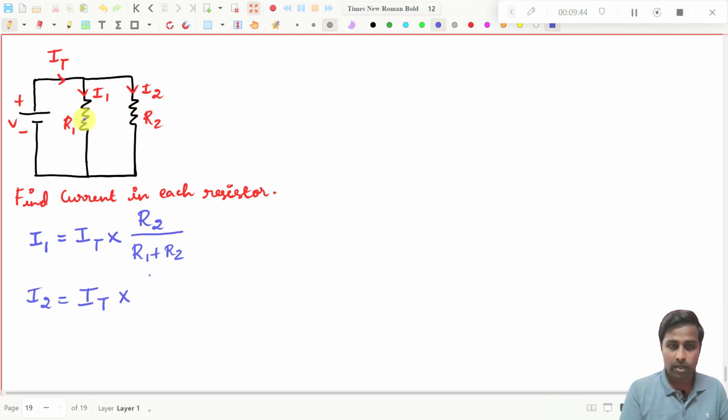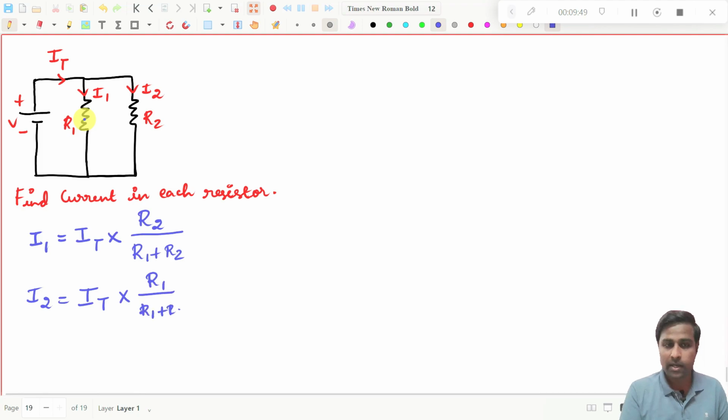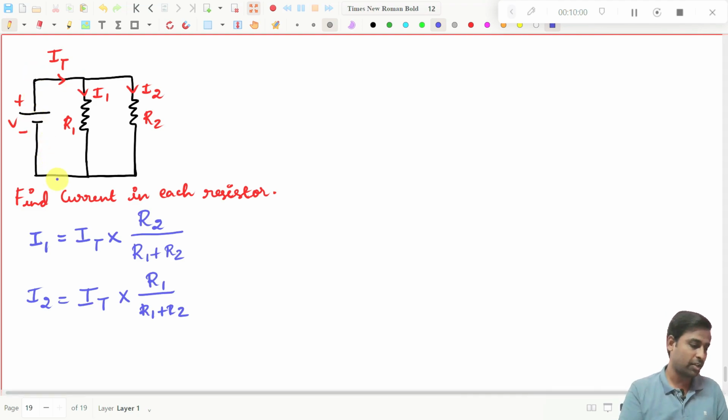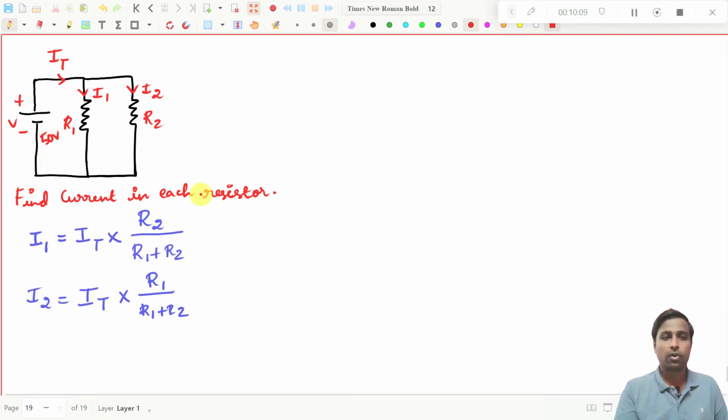That is R1, right? So R1 divided by R1 plus R2. One thing you see, we know the R1 and R2 values, but we don't know what this IT is. Here they have not given the voltage value, so let us take 50 volts. We are not given the IT. The total current is not given in this circuit, so you have to find the total current.